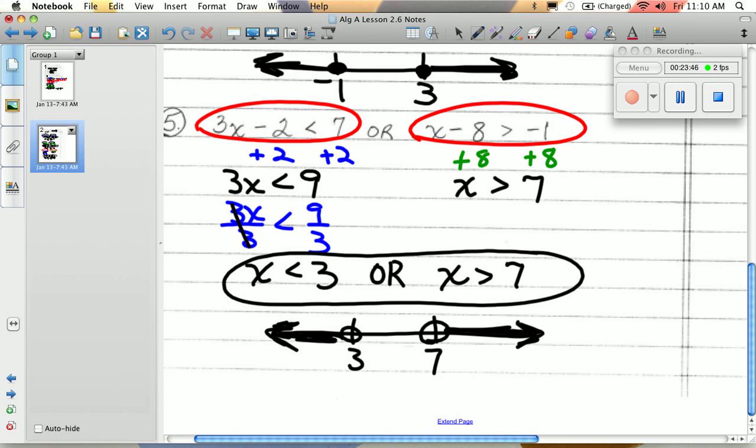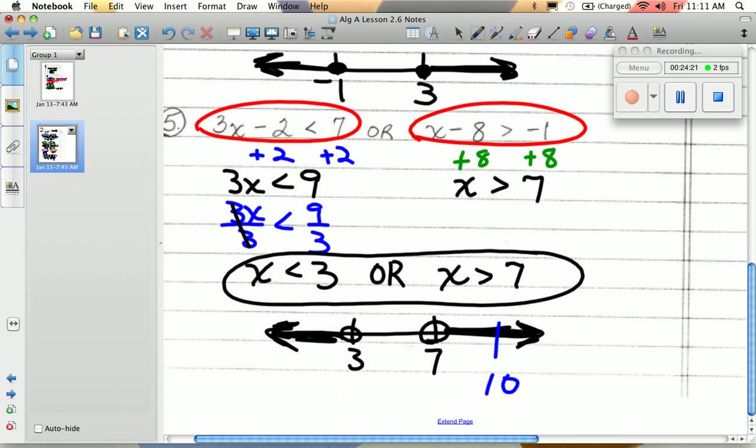So again, we get to pick a number from either region as a solution. And it's really important that we understand that when the word or is there, it doesn't have to do both. It only has to satisfy one of them. So if I picked the number 10 and put it in here, is 10 less than 3? No, that's false. But it says or. So I get to toss that out and say, okay, I've got another choice here. Is 10 greater than 7? Yes. So as long as it makes one or the other true, it's cool.